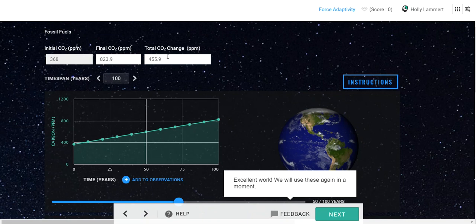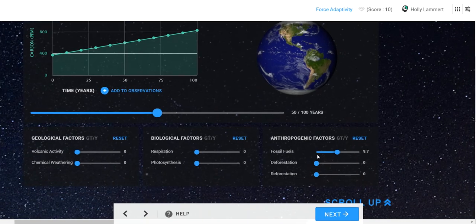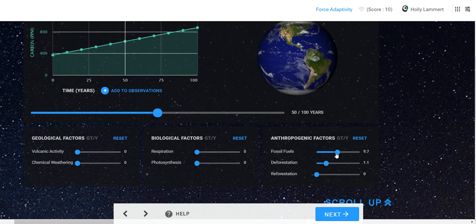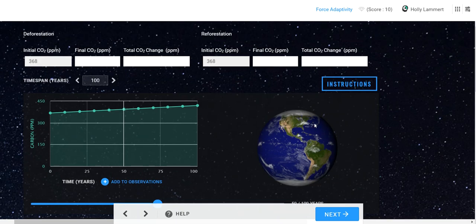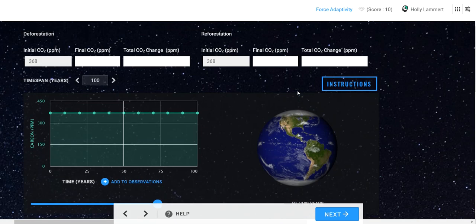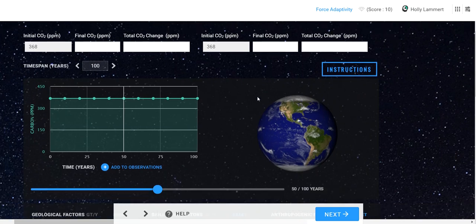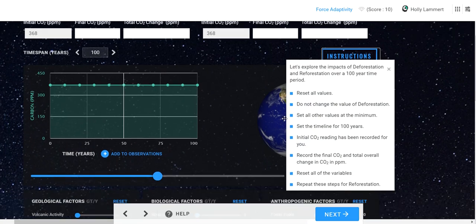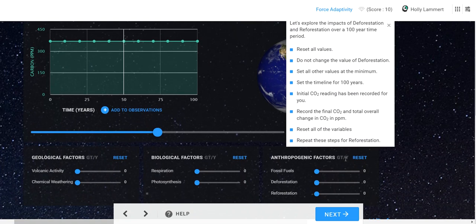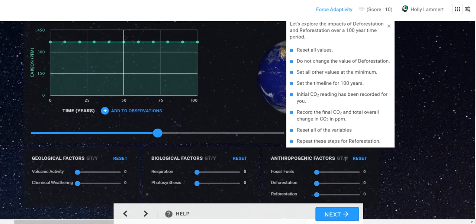All right, so if you did that, that's your number, and we'll do the next one. Okay, we have reforestation. So fossil fuels goes, well, let's reset everything. Fossil fuels goes down. Deforestation goes down. I guess, how does this work if reforestation is? Let's look at our instructions. Do not change the value of deforestation. Repeat these steps for reforestation.